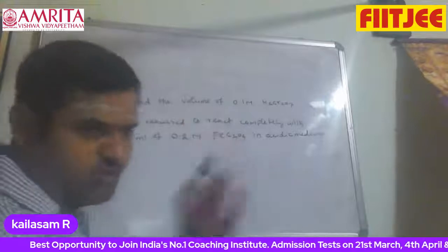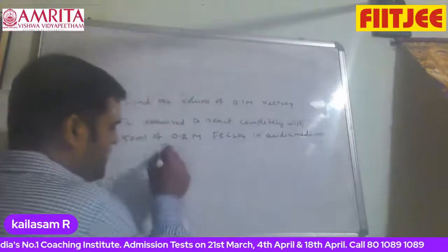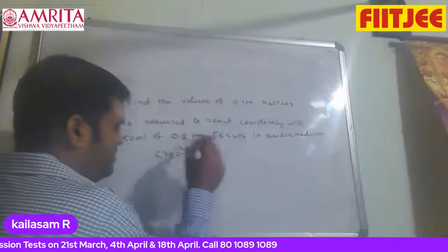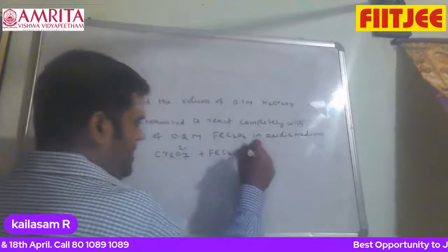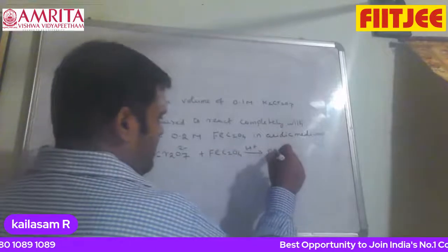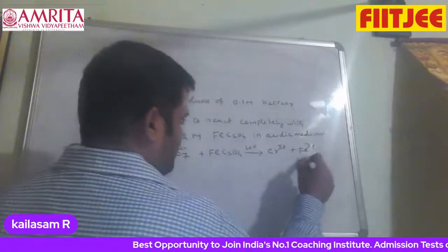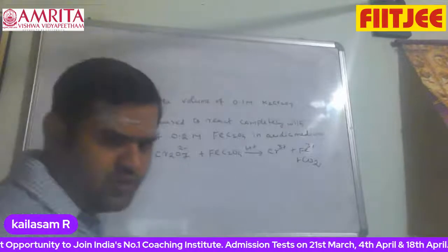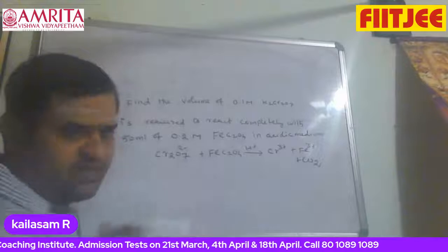First we should write the equation. What is K2Cr2O7? So what is going to happen? We can write Cr2O7 2 minus plus, we know that, FeC2O4, medium is what? Acidic medium. It becomes Cr3 plus, Fe3 plus, and CO2. This was the equation. You should know the equation. Now, what is the n factor of Cr2O7 2 minus? Just you want to find out.